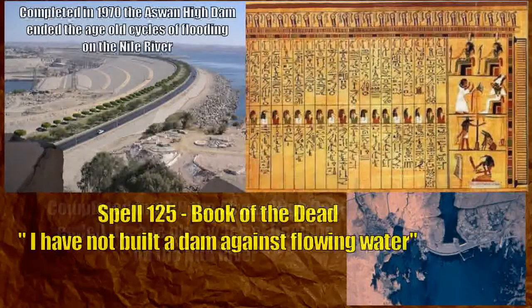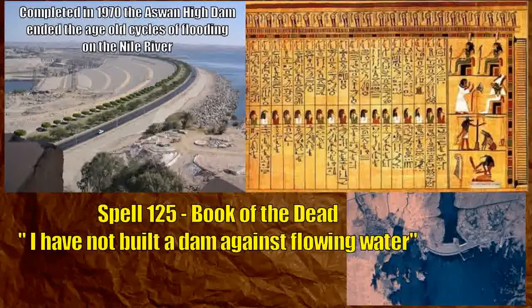What is interesting is that in the Egyptian Book of the Dead, especially spell 125, the parallels to the 10 Commandments in the Bible are extraordinary. The Bible, the Book of the Dead, and the Egyptian ancient legends have many interesting parallels, but especially in spell 125 in the Book of the Dead, as relating to the Aswan High Dam: I have not built a dam against flowing water.